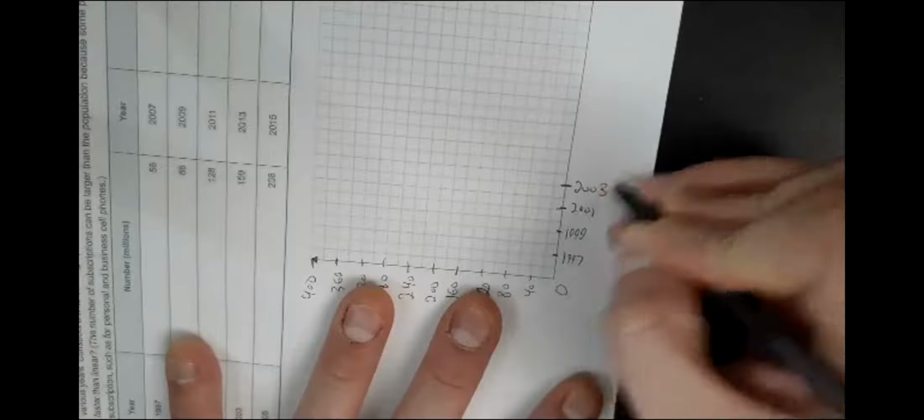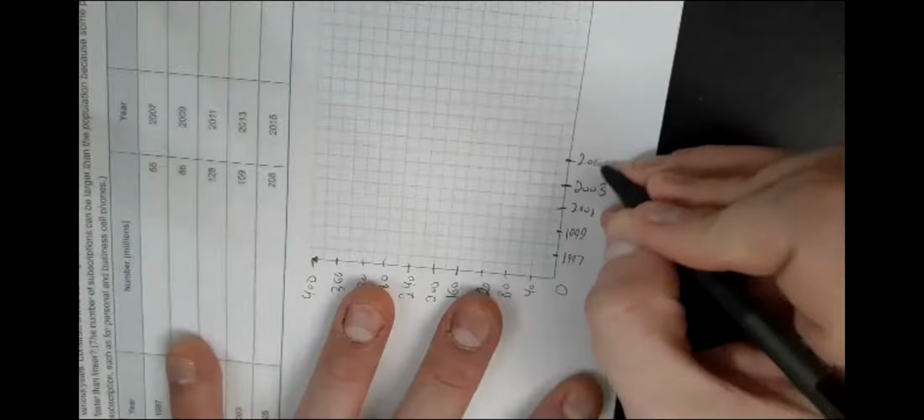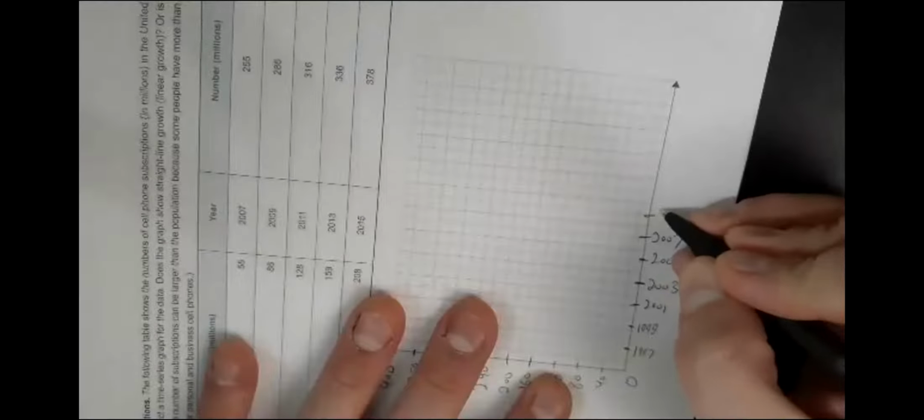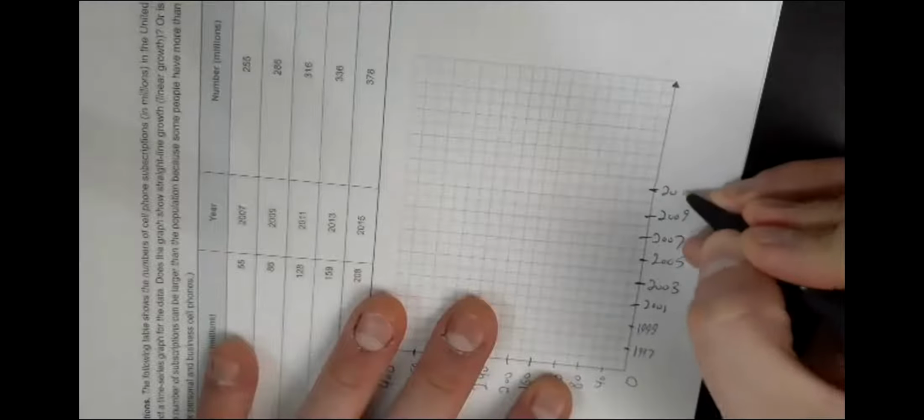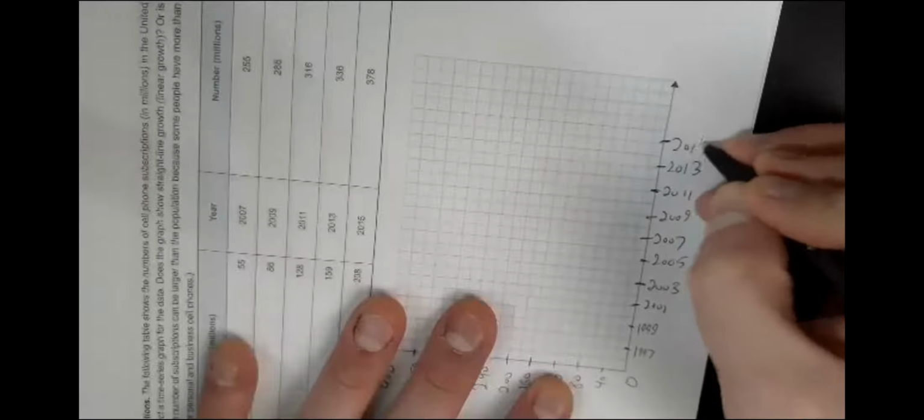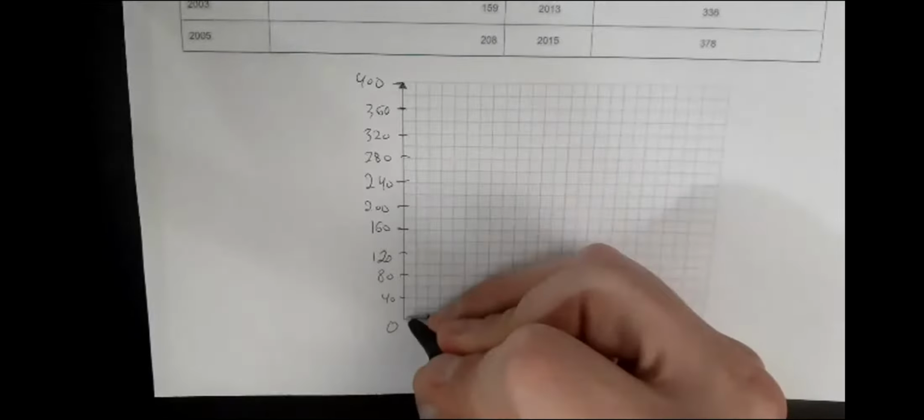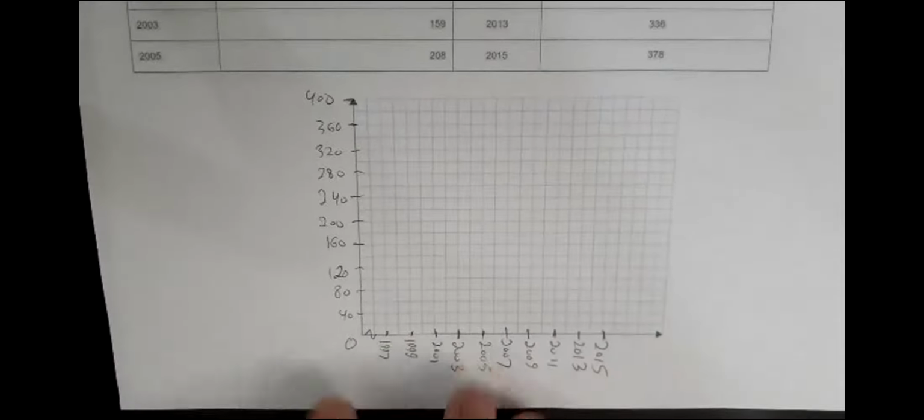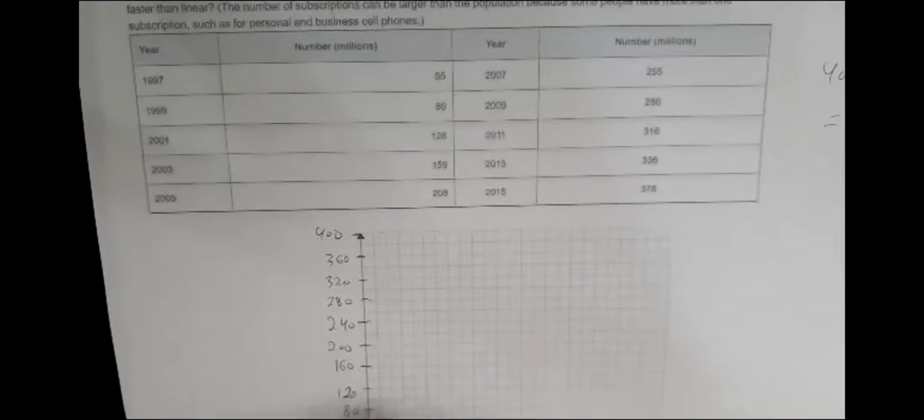2003. 05. 07. 2015. Here we go. So I should probably represent a little break in the graph or something, maybe. We're going 1997, 99, 2001, 2003, up to 2015. So how do I do this? How do I do a line?